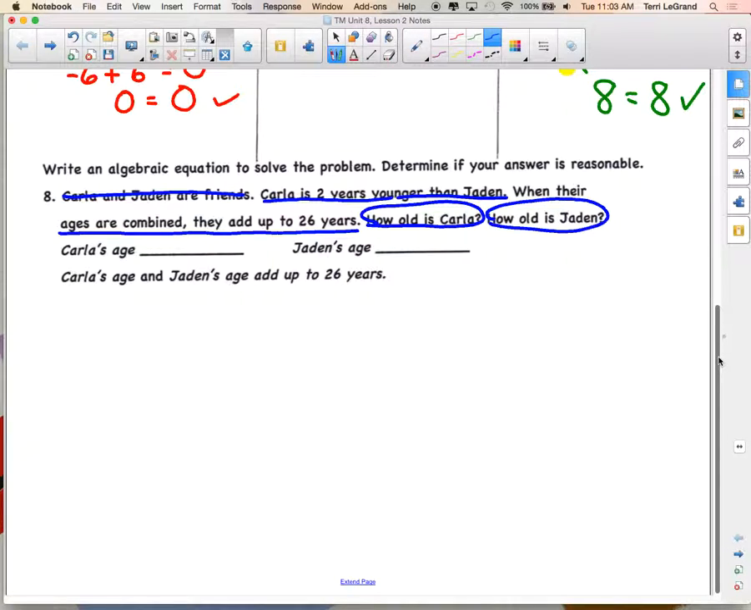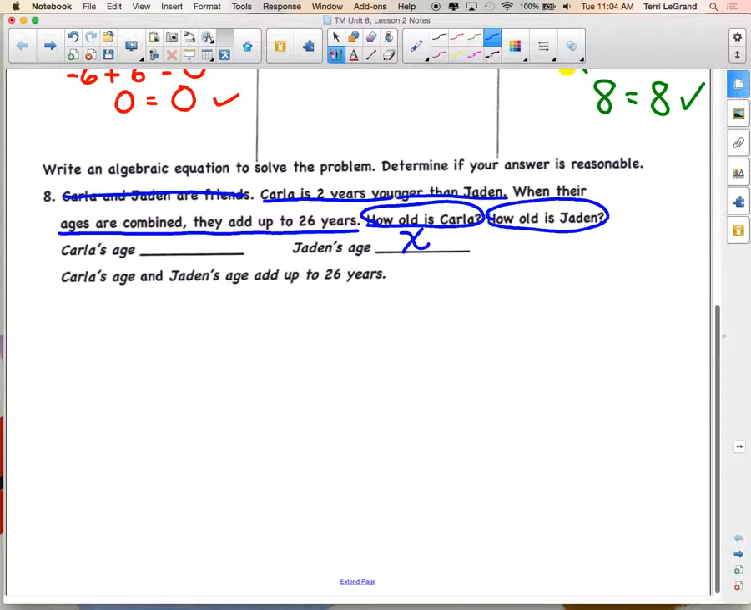So, if Carla's 2 years younger than Jaden, whose age seems to be kind of in control here? Carla's age or Jaden's? Jaden's. So let's let Jaden's age be our variable. Jaden is x years old. Well, if Jaden is x years old, how old is Carla? Okay, and how could we write that as an algebraic expression?